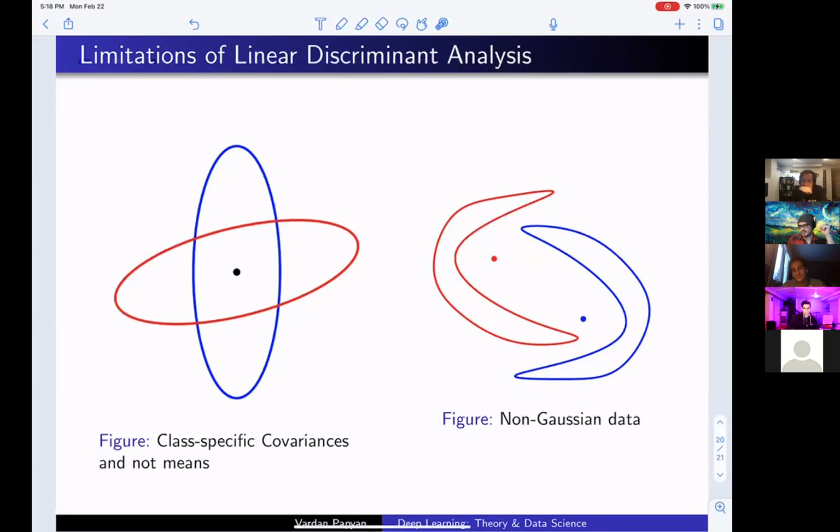Because in this case, the class mean of the red class is here, and if you classify based on proximity to this class mean, you're going to do very badly because there are blue points here which are very close to this class mean, and they would be misclassified.